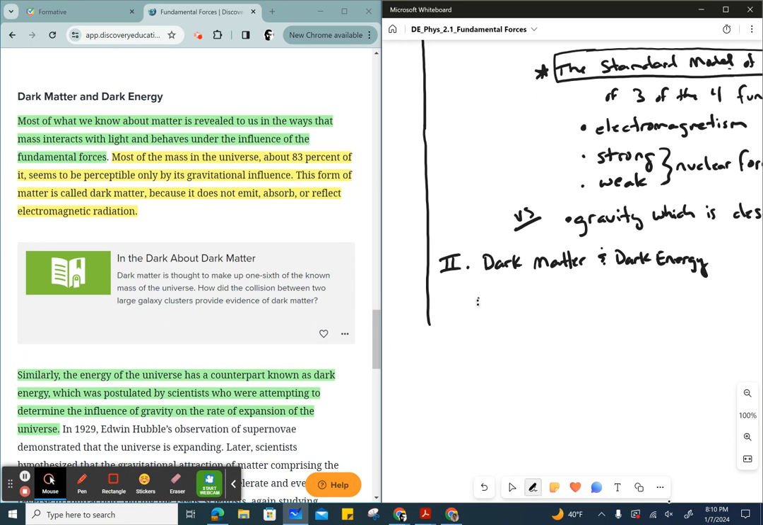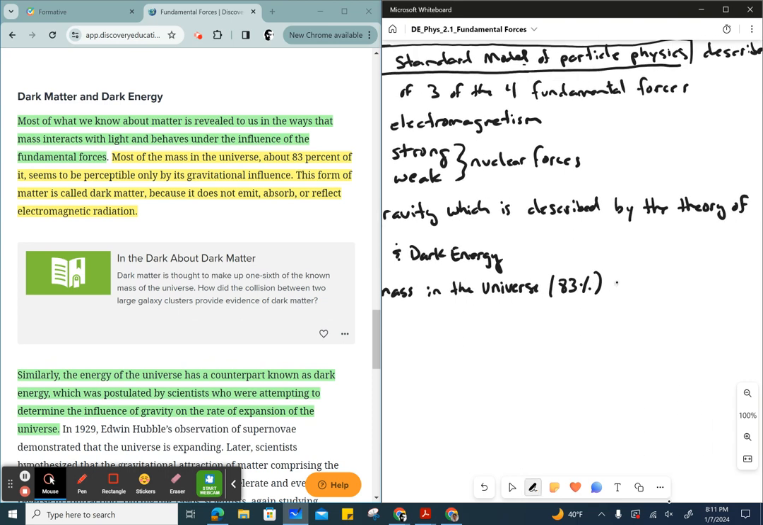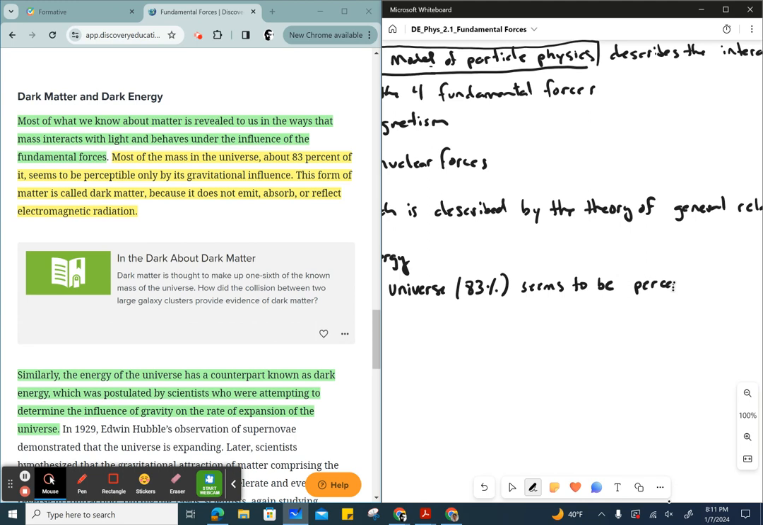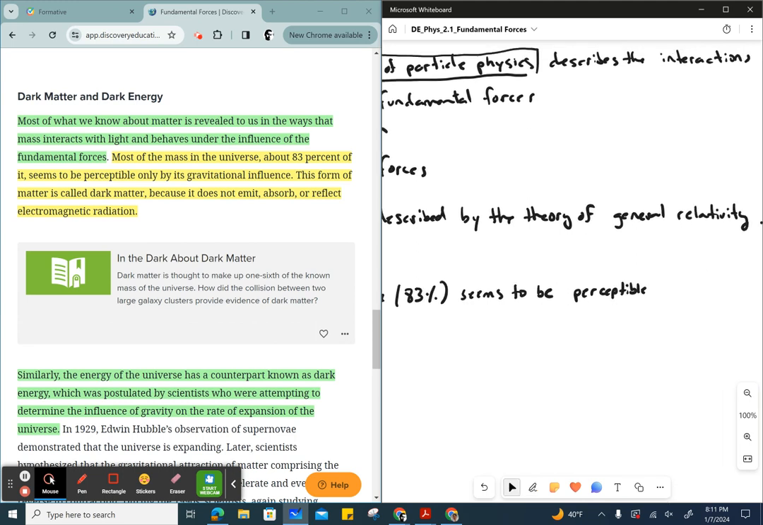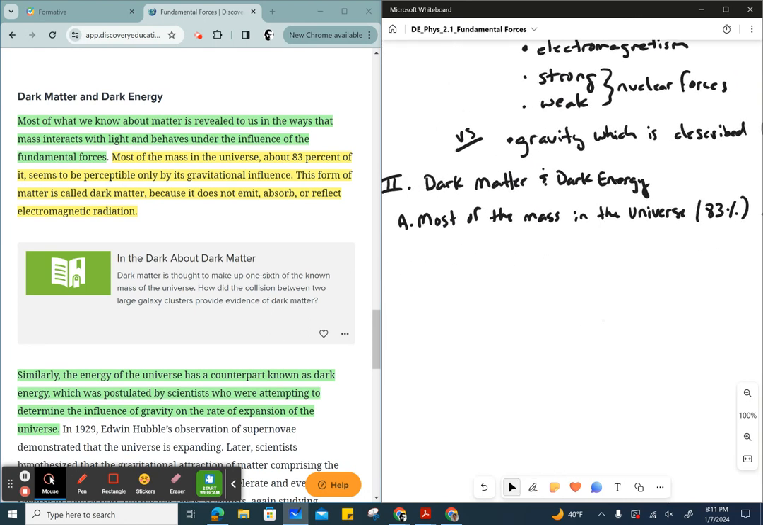But we're just going to say most of the mass in the universe, make that capital A, what are we talking about? 83% seems to be perceptible only by its gravitational influence.